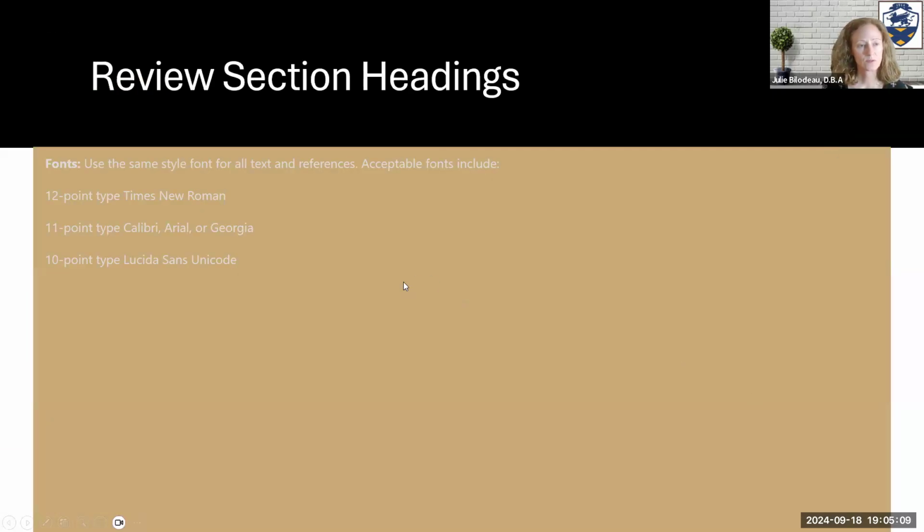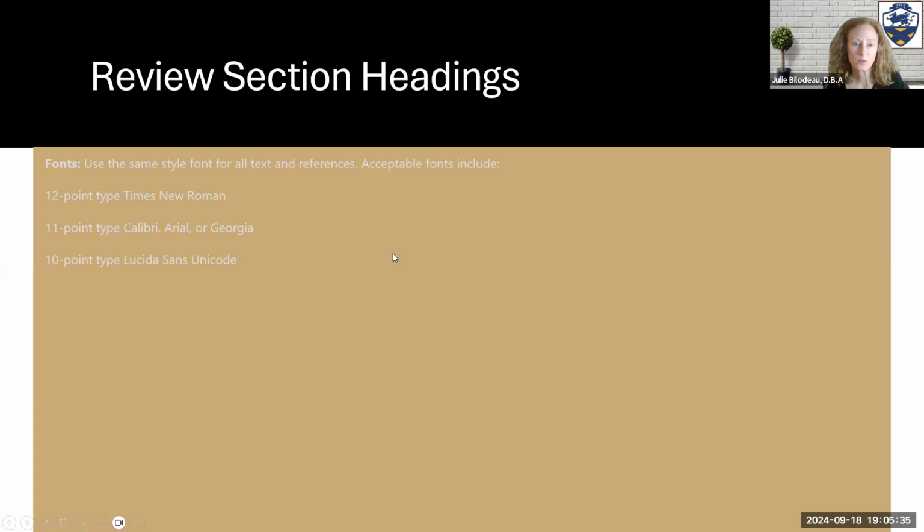Okay, so review section headings. This is my note to you to say, please review section headings. I did make notes in the week 3 feedback for the outlines, but make sure that you are looking at the APA manual, the style guide. I did include the fonts here, just as a precursor to this slide. This is what is acceptable.